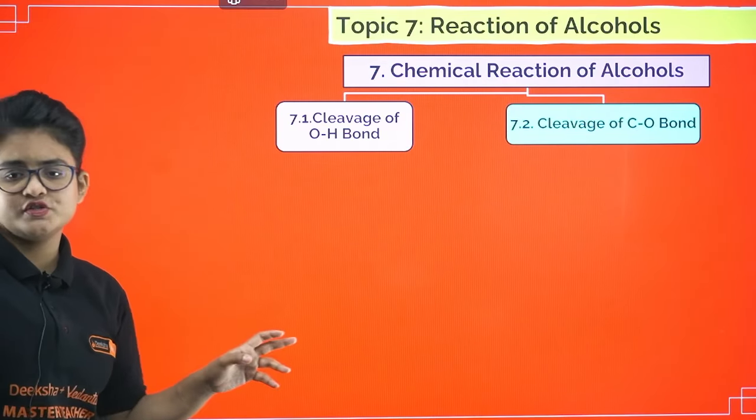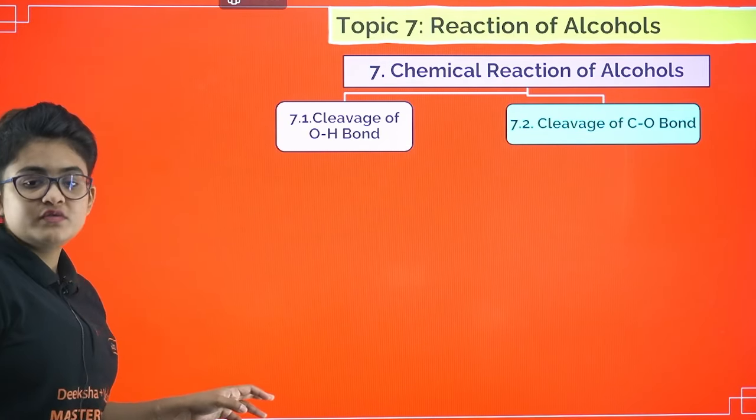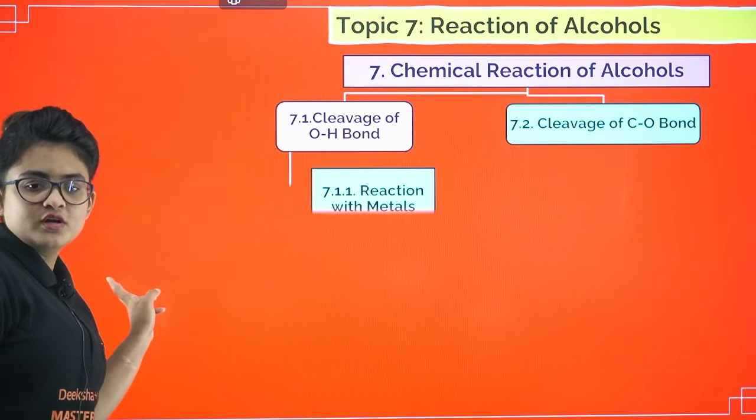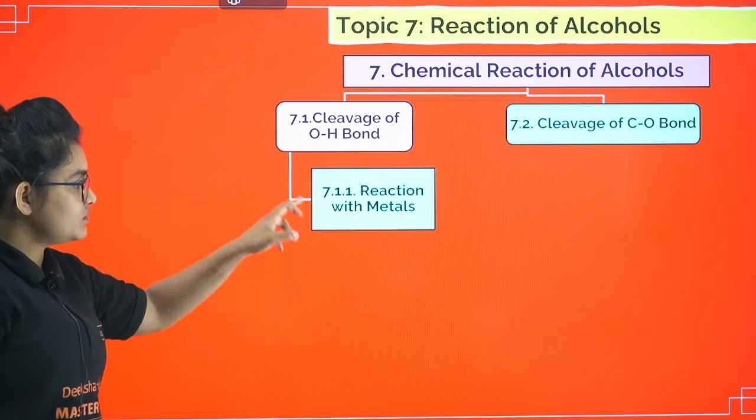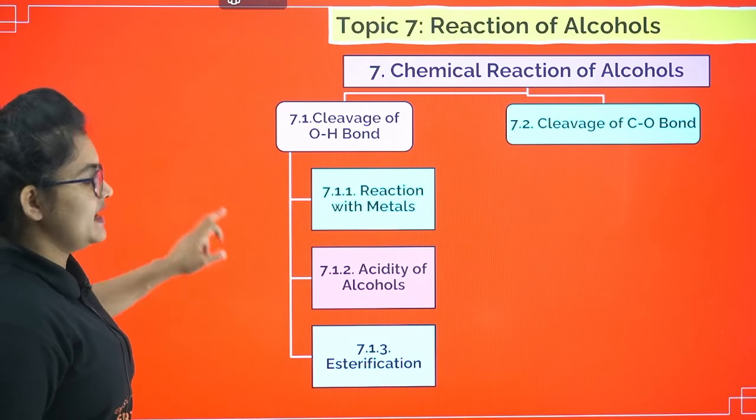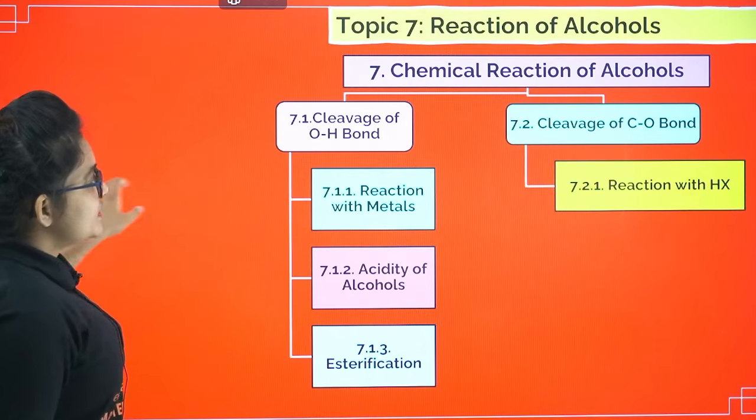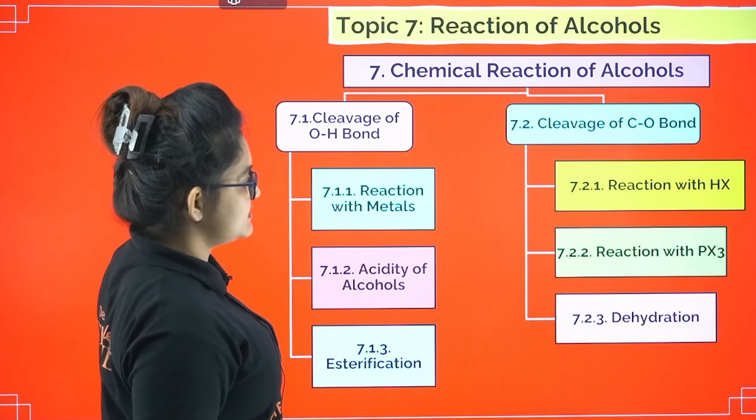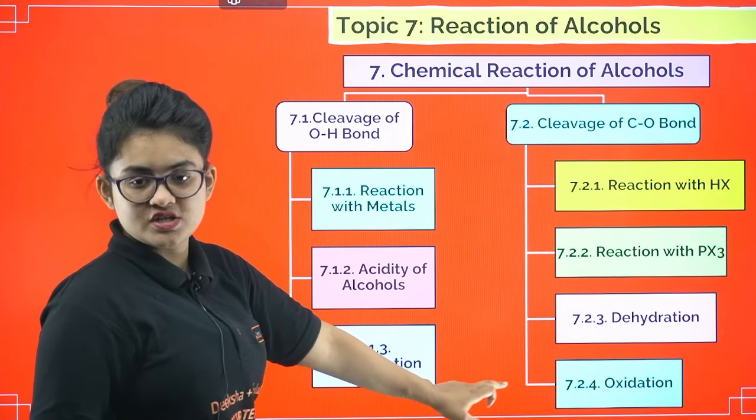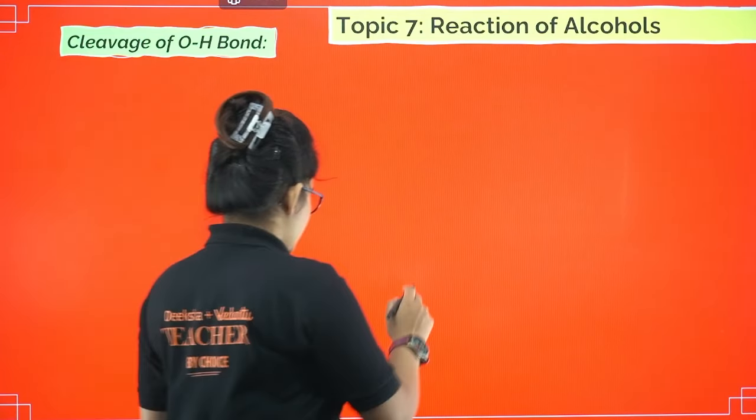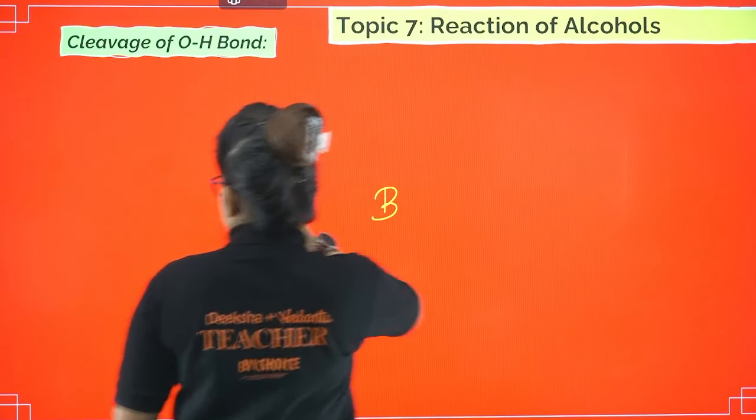Here we will proceed with the reactions of alcohol. Reactions of alcohols we will go through in two different ways: first, cleavage of the OH bond, and second, cleavage of the CO bond. In cleavage of the OH bond, we will study reaction with metals, acidity of alcohols and esterification. In cleavage of the CO bond, we will proceed with reaction with HX, reaction with PX3, dehydration and oxidation. This much. So first we will study cleavage of the OH bond.